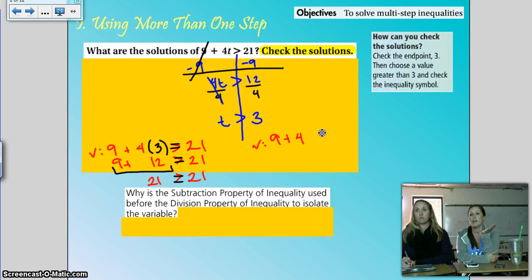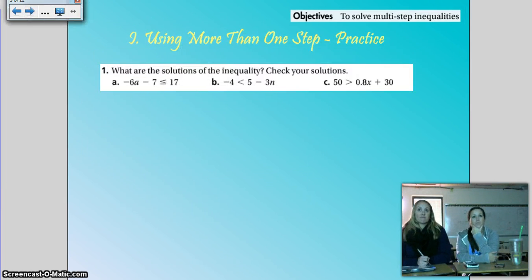Like 4. So 9 plus 4 times 4 is greater than 21. So 9 plus 16 is obviously greater than 21. Yeah, 25. Bigger than 21, last time I checked. There you go. Okay, so awesome.